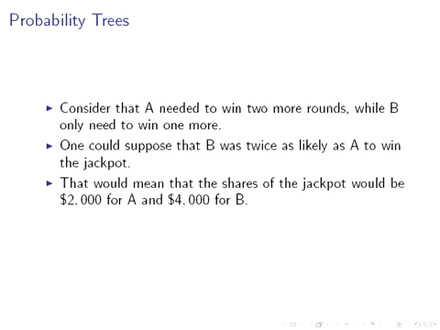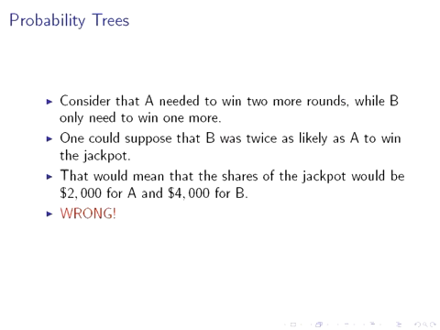Now, here's a simple, quick approach. Consider that A needed to win 2 more rounds, while B only needed to win 1 more. One could suppose that B was twice as likely as A to win the jackpot, and that would mean a share of $2,000 for A and $4,000 for B. Seems reasonable? Well, no, it's wrong. What we're going to do is set up a probability tree to have a look at this problem.